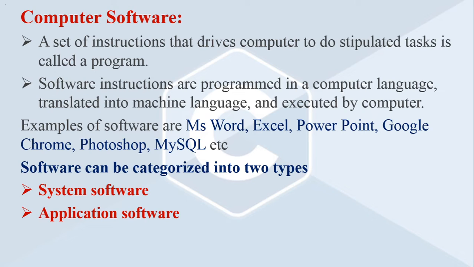Some examples of computer software are the MS Word application, Excel application, PowerPoint application, Google Chrome search engine, Photoshop, MySQL database, etc. Many other software are also familiar to you. These are some examples only. Computer software can be categorized into two types: system software and application software.